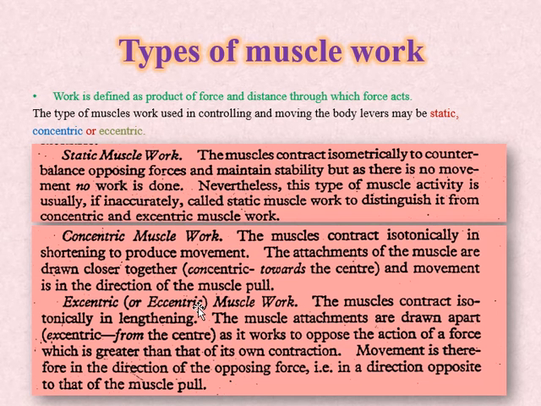And what is eccentric muscle work? The muscle contracts isotonically in lengthening. The muscle attachments are drawn apart. Eccentric means away from the center, as it works to oppose the action of a force which is greater than that of its own contraction. Movement is therefore in the direction of the opposing force, that is, in the direction opposite that of the muscle pull. Hopefully you understand the types of movement, types of forces, types of muscle contraction, and types of muscle work.